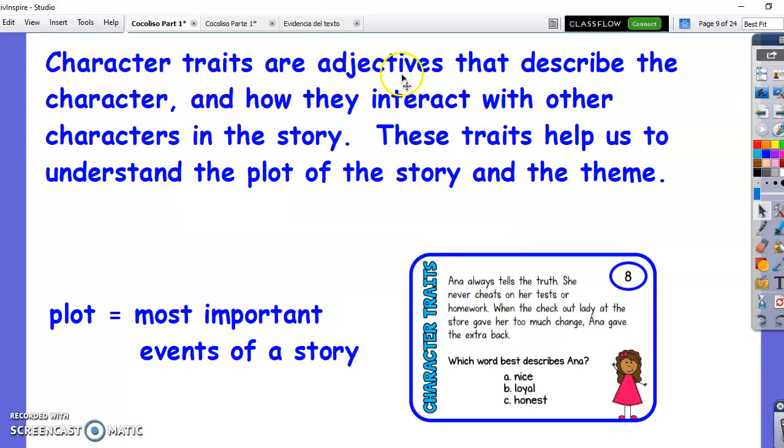Again, character traits are adjectives that describe the character and how they interact with other characters in the story. These traits help us to understand the plot of the story and the theme. Just remember, the plot is the most important events of a story.